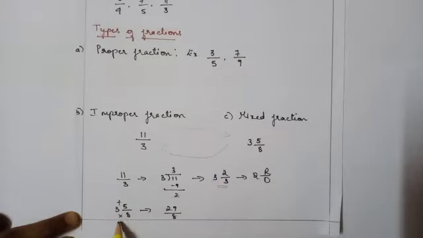Let us consider the mixed fraction 3 5 by 8. First I multiply 8 with the 3. 8 3s are 24 plus 5, that is 29, and I'll keep the denominator 8 as it is. So 29 by 8 is the improper fraction of 3 5 by 8.